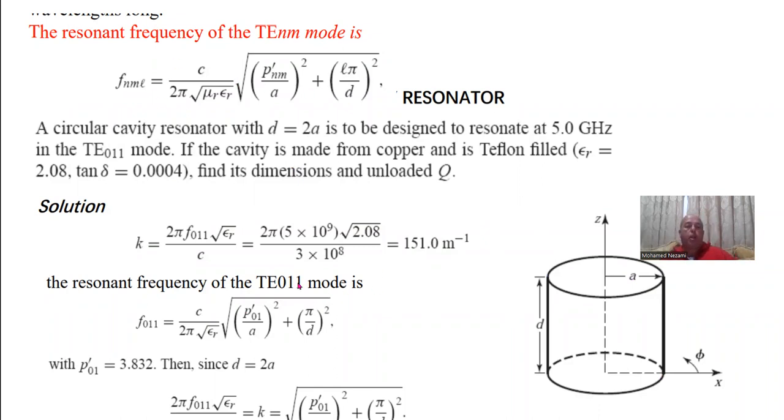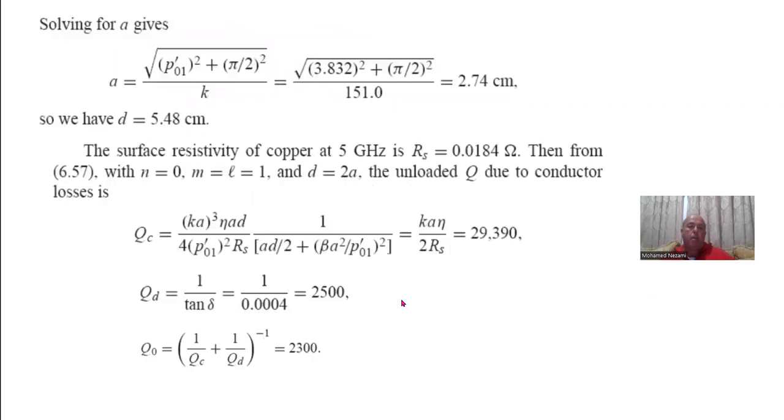So if you use this formula in here, you end up with the P01 prime from the table lookup. These numbers are available for all the mode configurations and orders, but 3.832, if you substitute it in here, and knowing that the length is equal to twice the radius, you end up with the length of the cavity being 2.74 centimeters. And so we have D equal to twice that, which is 5.48 centimeters.